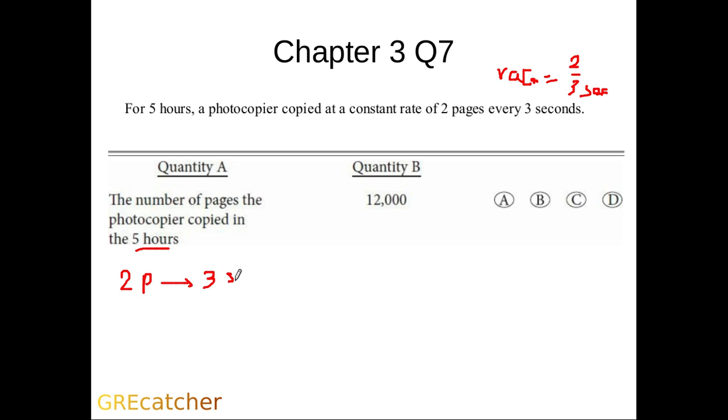Alright, now what? Now you want to know what is the number of pages in 5 hours. Of course, you can't compare hours with seconds. The unit is different, so you need to convert the hours into seconds in order to compare them. So you have 5, okay, that's 5 hours.